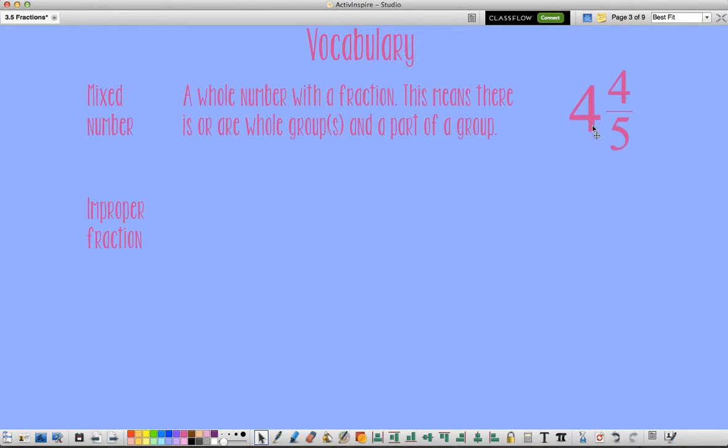Okay, again, look at how this whole number is written almost as big as the entire fraction is. Your whole number should always be bigger or as big as your fraction is. That indicates that it is a whole group.